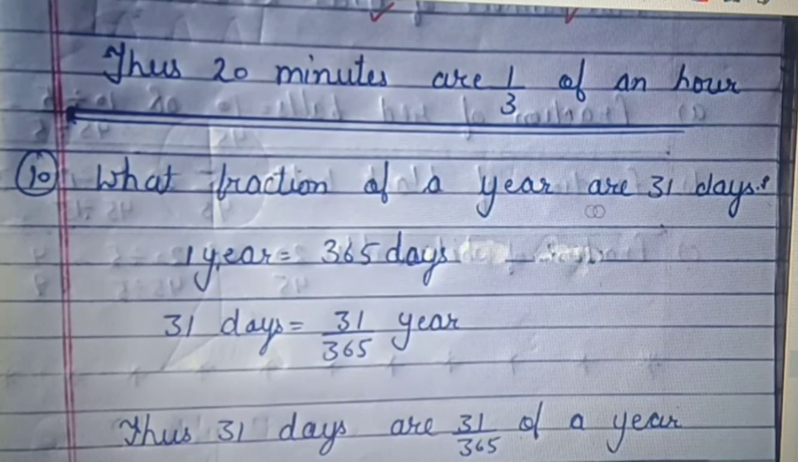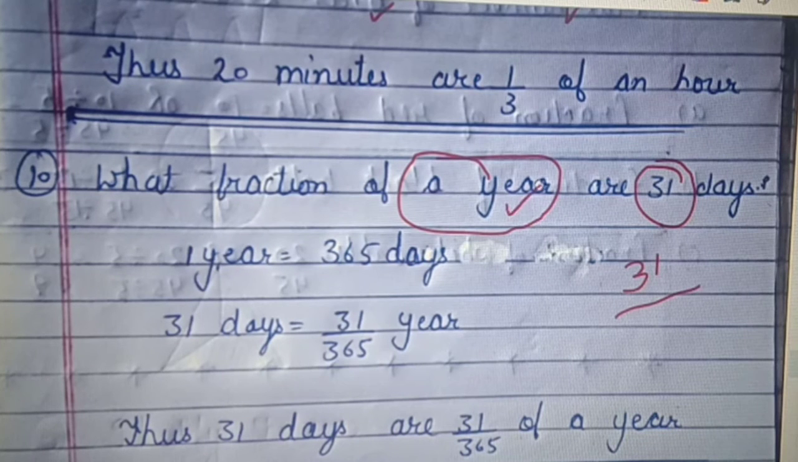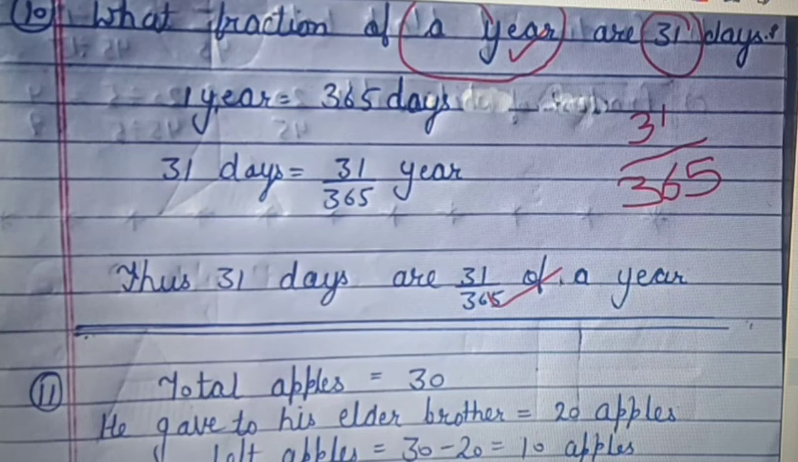What fraction of a year are 31 days? So we are finding the fraction of a year. So this year will be considered as whole. Now we are finding the fraction for 31 days. So the number of parts considered are 31 and the total parts, means the total days in a year, will be 365. So this is the required fraction. Means 31 days are 31 upon 365 of a year.